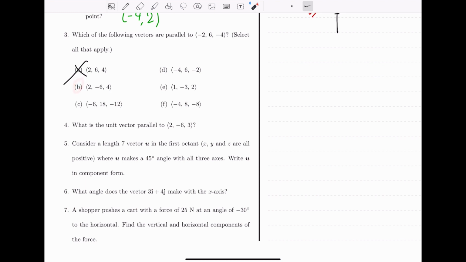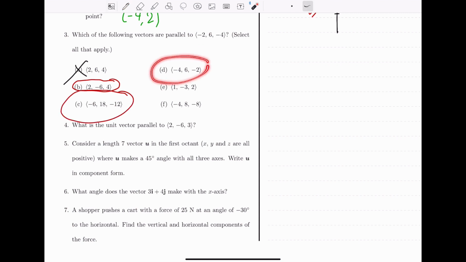How about letter B? Once again, we have an x component of 2, so we'd have to multiply the original vector by negative 1. If we multiply this original vector by negative 1, we have positive 2, negative 6, positive 4. Aha, that's exactly what we've got here. So this vector is parallel to the given vector. How about letter C? Well, to go from negative 2 to negative 6, we'd have to multiply by 3. Negative 2 times 3, negative 6. 6 times 3, 18. Negative 4 times 3, negative 12. Letter C also works. It's a scalar multiple of 3 times the original vector. So this is another vector that's parallel to the given one.